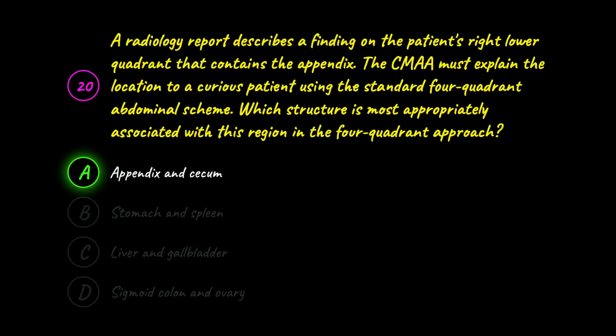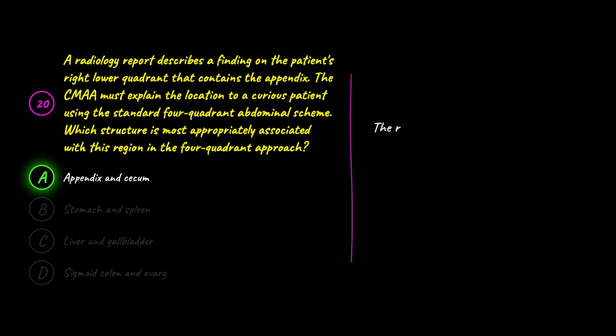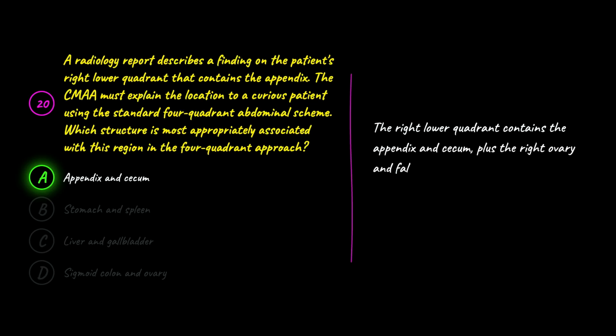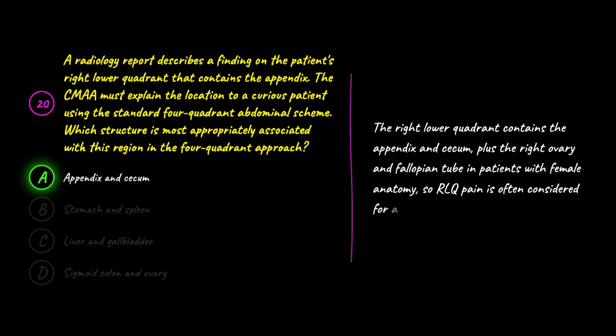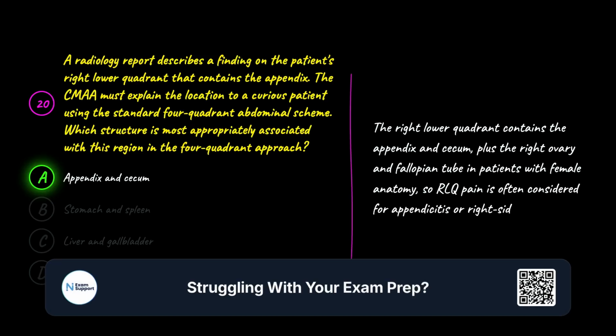The correct answer is A. Appendix and cecum. A is correct because the right lower quadrant contains the appendix and cecum, plus the right ovary and fallopian tube in patients with female anatomy. So RLQ pain is often considered for appendicitis or right-sided pelvic causes.